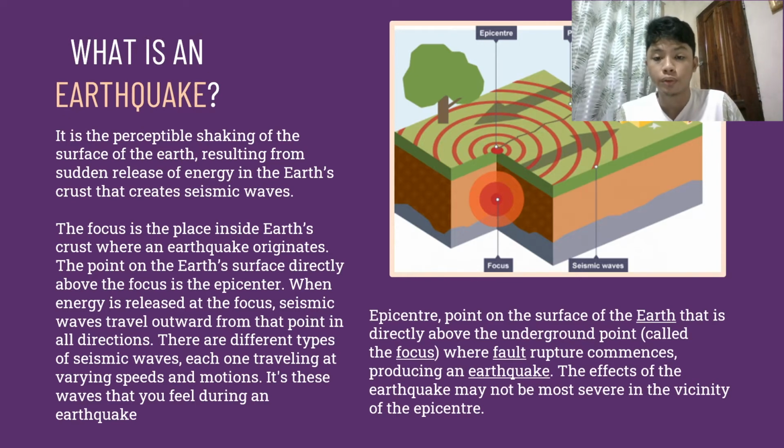So an earthquake has parts. It has a focus. Focus is the place of origin of an earthquake, and directly above it is the epicenter. So the focus is below the ground within the Earth, and the epicenter is directly above the focus. When energy is released at the focus, seismic waves travel outward from that point in all directions. There are different types of seismic waves, each one traveling at varying speeds and motions. It's these waves that you feel during an earthquake.